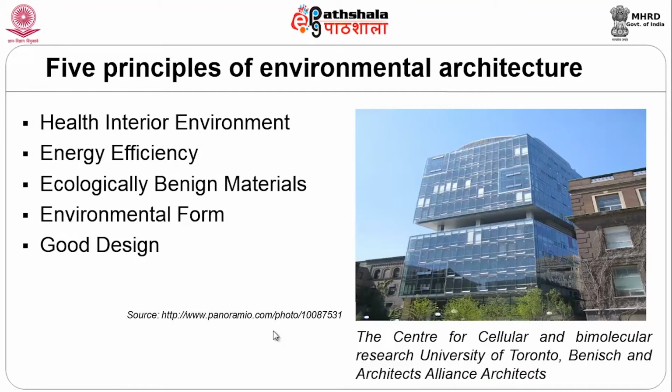The 5 major principles of environmental architecture: healthy interior environment, energy efficiency, ecologically benign materials, environmental form, and good design. So, this is an example of another building, the Center for Cellular and Biomolecular Research, University of Toronto, Behnisch and Alliance Architects. So, here again, even though the building here is quite different from the previous example that we saw, this is a building that is soaring quite in height, which shows that having a glass facade building doesn't necessarily mean that it has to be sealed off. Here the openings are much more viable and openable.